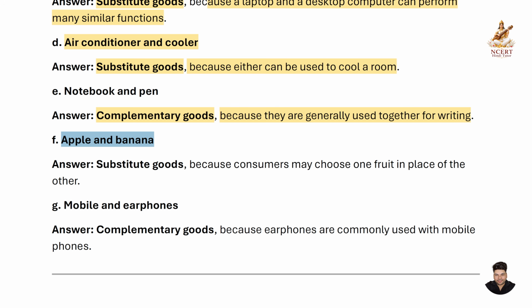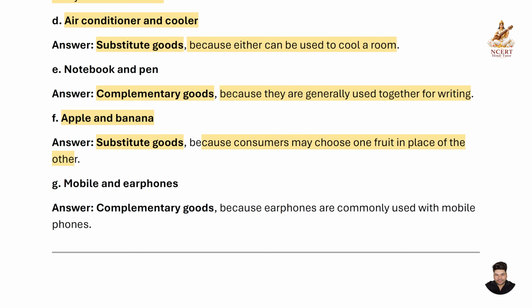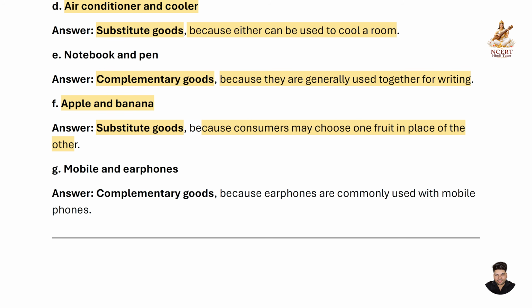F. Apple and banana. Answer. Substitute goods because consumers may choose one fruit in place of the other. G. Mobile and earphones. Answer. Complementary goods because earphones are commonly used with mobile phones.